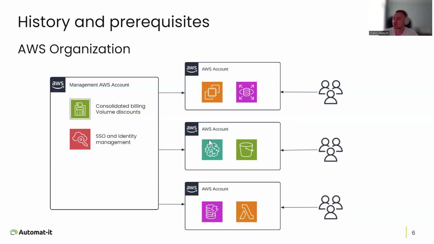Here we can configure single sign-on and more efficiently manage permissions to AWS accounts. We can apply organizational policies like service control policies, tag and backup policies, and we can aggregate findings from different security services in one place. And actually, AWS Organizations is the baseline for the landing zone.